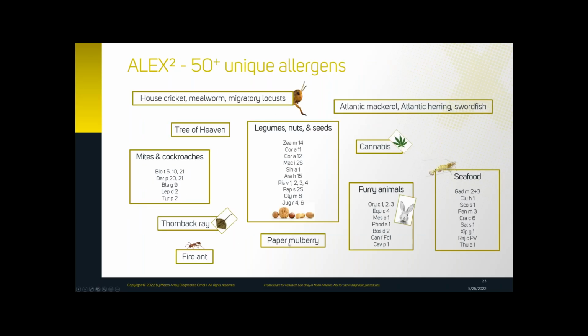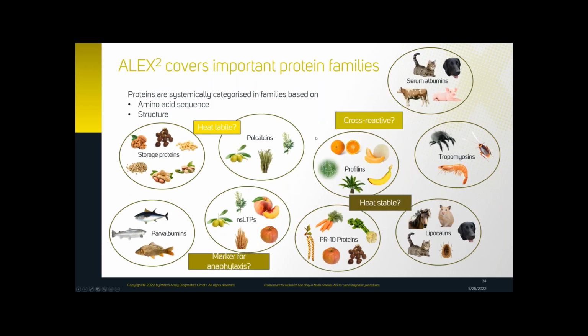So ALEX² has more than 50 unique allergens that are not found in other test systems, and there is a big focus on nut allergens, legume allergens, seafood, furry animals, mites, but also special ones like cannabis or edible insects. And the ALEX² covers all important protein families.